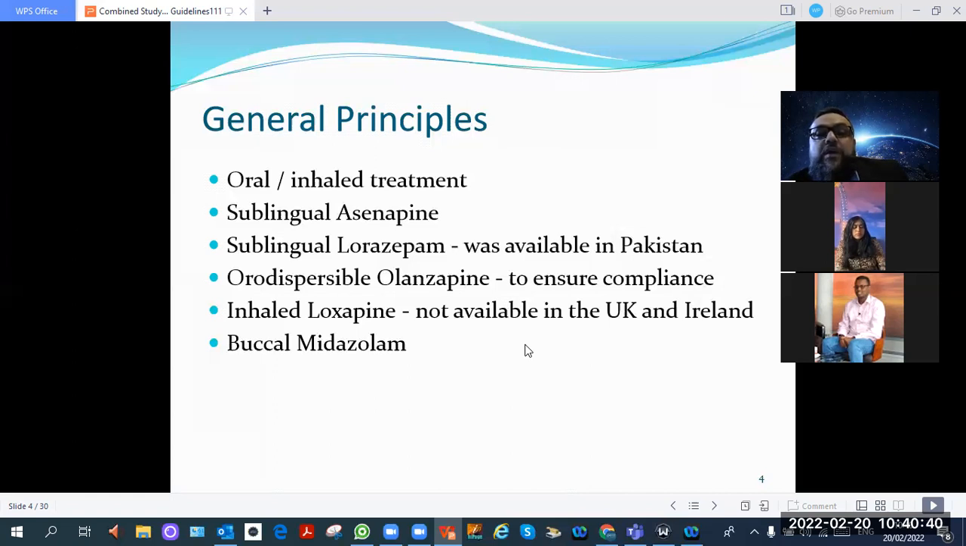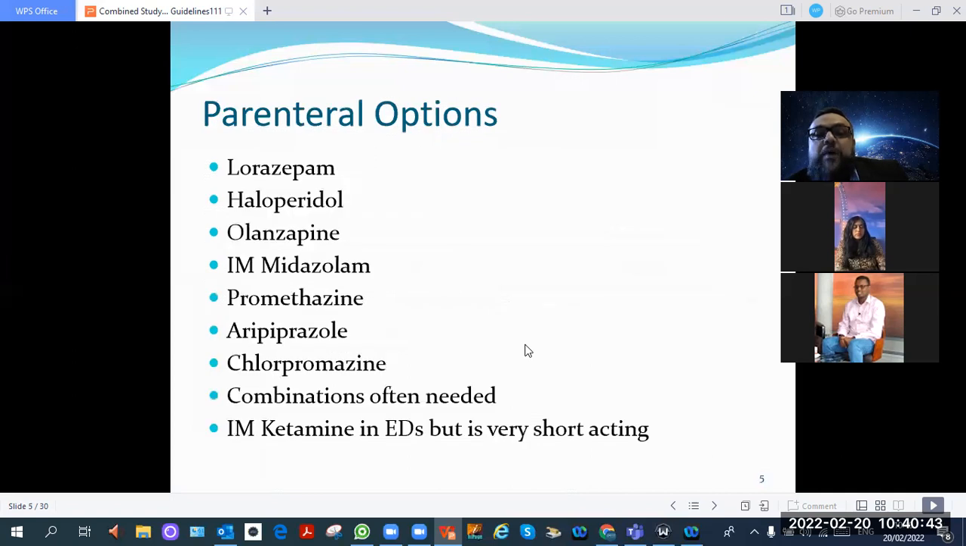Buccal midazolam. Parenteral options: lorazepam, haloperidol, olanzapine, IM midazolam, and then promethazine, aripiprazole, chlorpromazine. Sometimes combinations are needed, for example lorazepam and haloperidol combination, and sometimes the haloperidol promethazine combination.